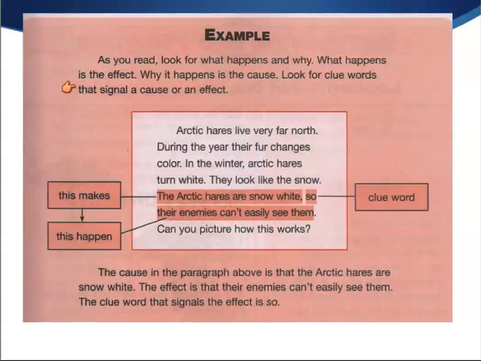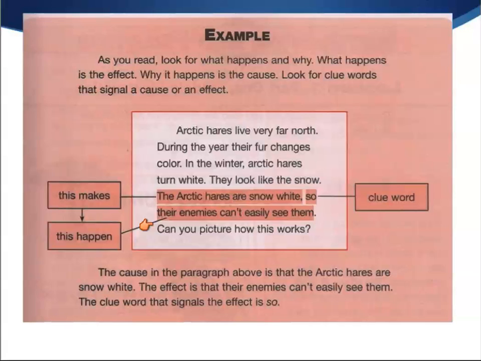So I'd like you to read this paragraph with me. It's a paragraph from a passage. We're going to read it and watch for clue words and cause and effect. Here we go. Arctic hares live very far north. During the year, their fur changes color. In the winter, Arctic hares turn white. They look like the snow. The Arctic hares are snow white, so their enemies can't easily see them. Can you picture how this works?